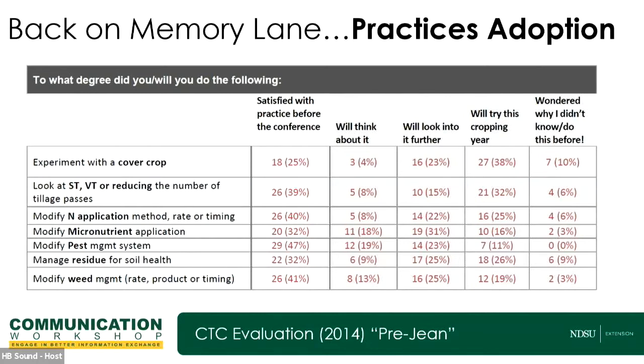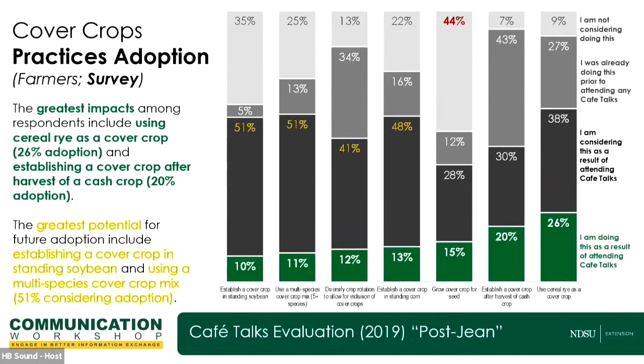So we're going to move beyond my pre-Jean years and onto where we started really presenting the data in a way that we can understand it. And this is where Jean really specializes. Let's talk about this figure, the category titles, the way it's presented, what we can pull from our cover crop practices adoption from the Cafe Talks evaluation we just did in 2019. So Jean, if you could walk us through what we're looking at here.